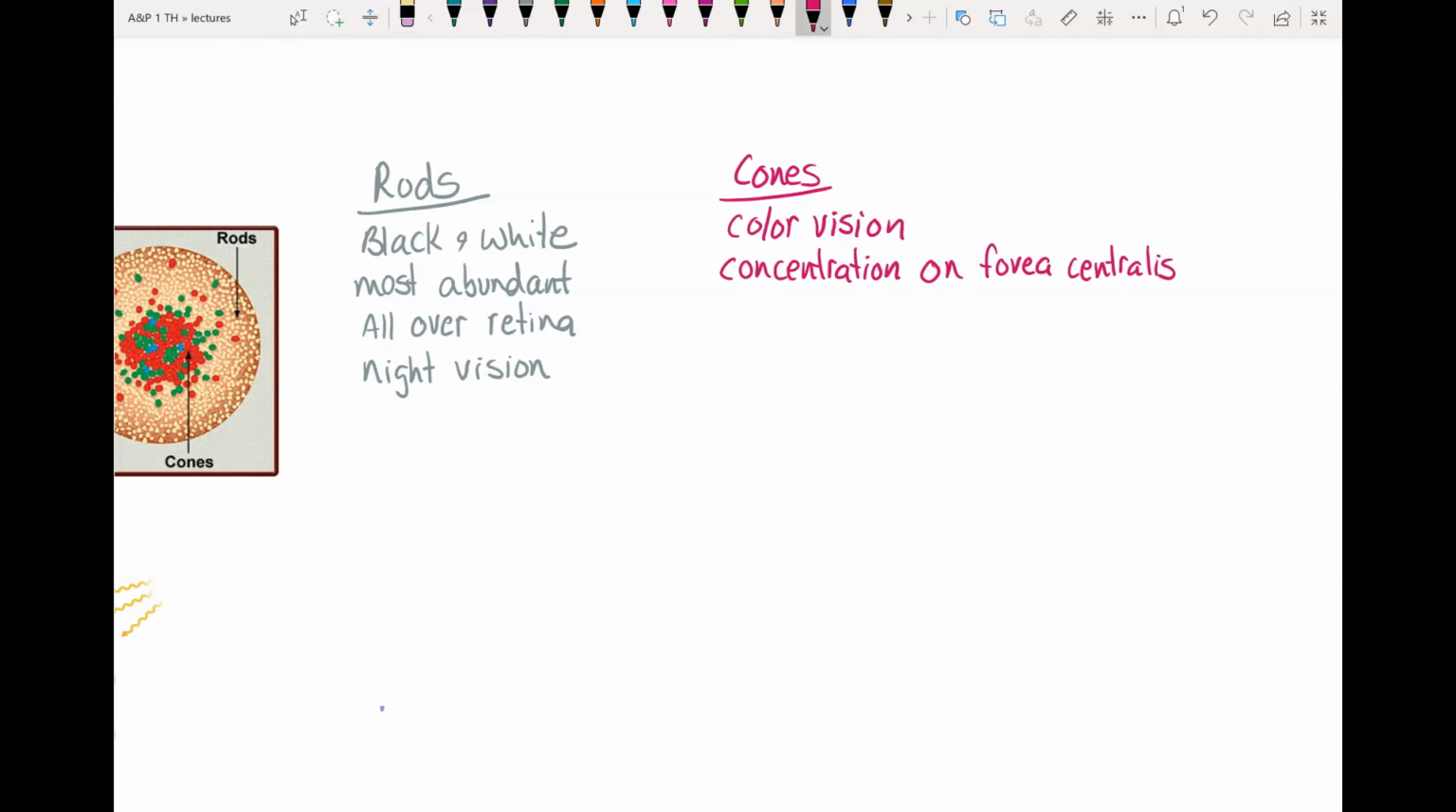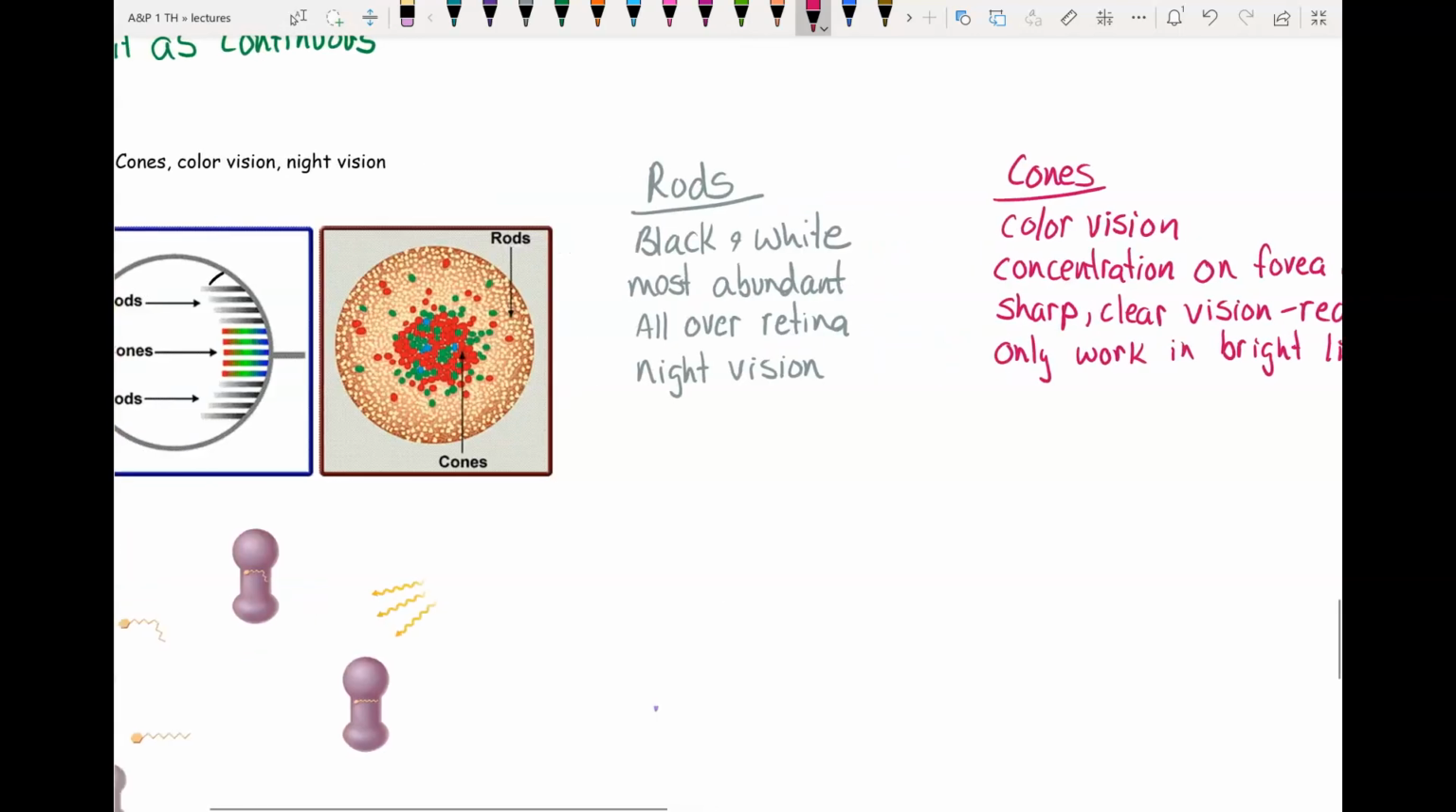They also give you your sharp, clear vision. They are what you use to read. So they give you color vision, and they're able to make clear images of small objects. They only work in bright light. So you can't really use your cones in the dark. Dark is for rods.